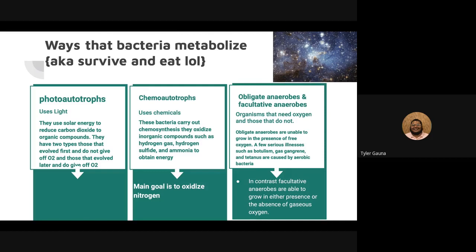And now you have obligate anaerobes and facultative anaerobes, organisms that need oxygen and those that do not. Obligate anaerobes are unable to grow in the presence of free oxygen. A few serious illnesses, such as botulism, gangrene, and tetanus, are caused by anaerobic bacteria. In contrast, facultative anaerobes are able to grow in the presence or the absence of gaseous oxygen.